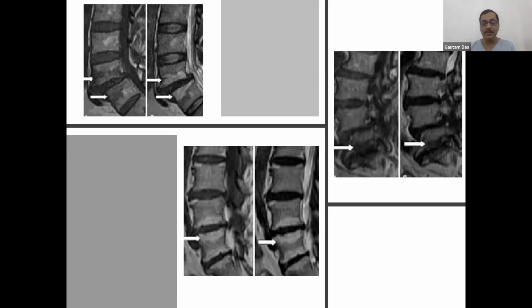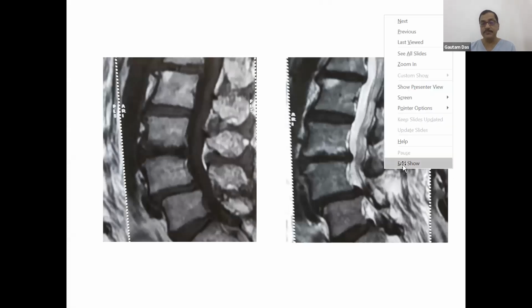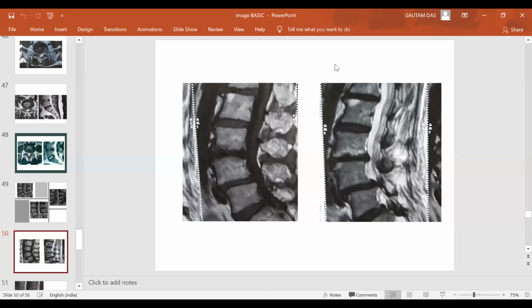And then Modic type 3. Sorry, I was asking about T1, T2 and STIR. In STIR, what will be looking white? Where there is water, that will be looking white, and no water is looking black. Fat doesn't play any role here because fat is being suppressed. Okay, so I hope the doubts are cleared. Yes, sir.